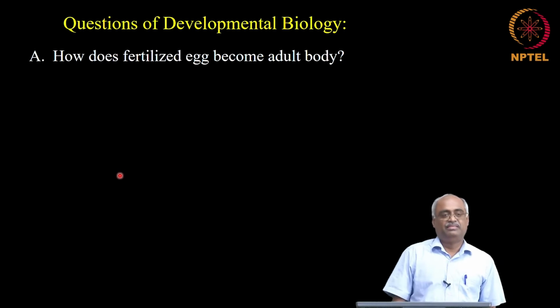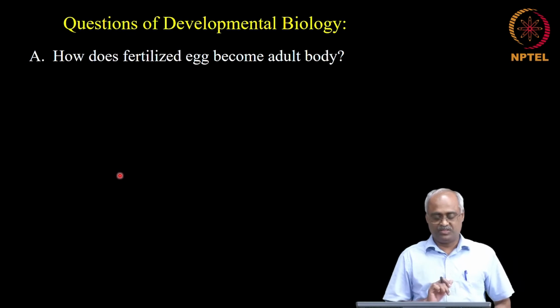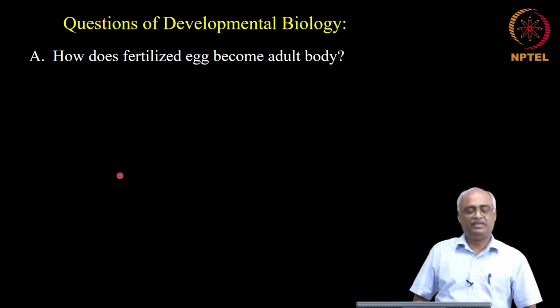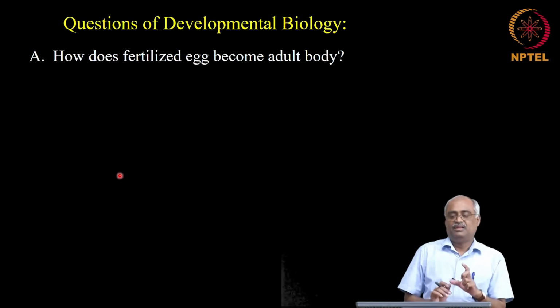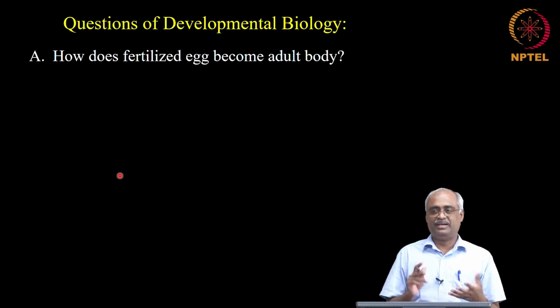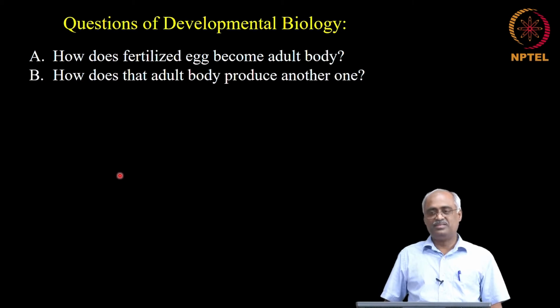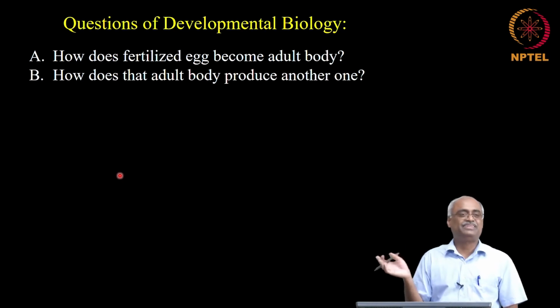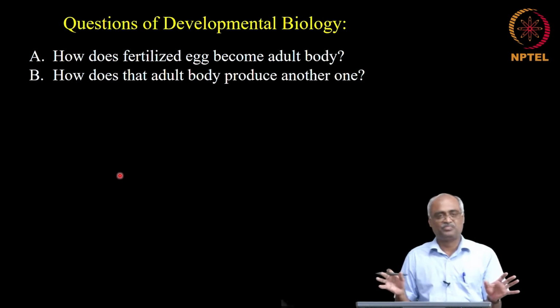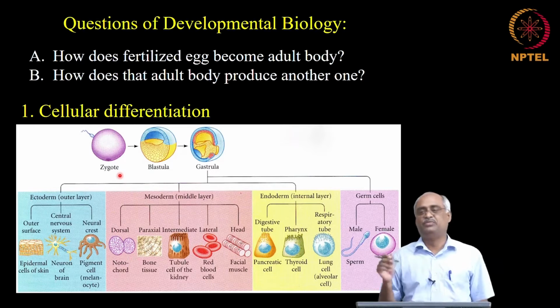First, there are two broader questions, then within that we have sub questions. So, the broader question is, the first thing is the egg that we saw, how does that become the adult body? Okay, so, that is one broader big question of developmental biology. Second, how does that adult body make another adult body? Okay. So, these are the two big questions of developmental biology, and now let us break it down to addressable levels. The first one is cellular differentiation.